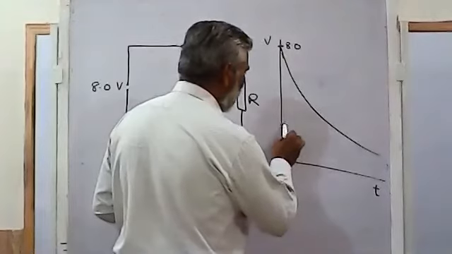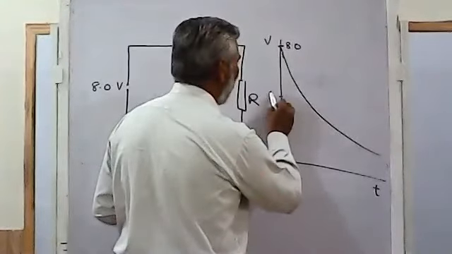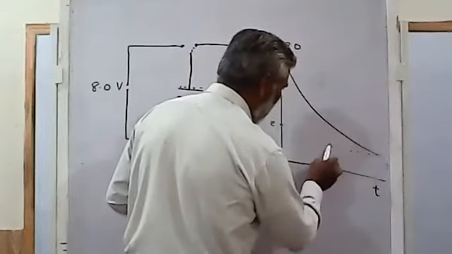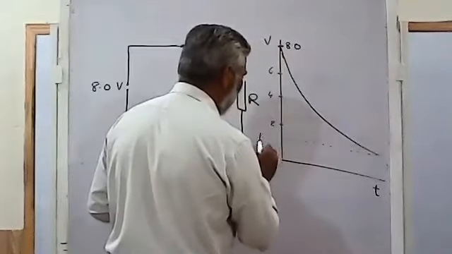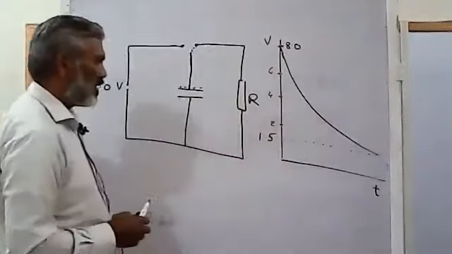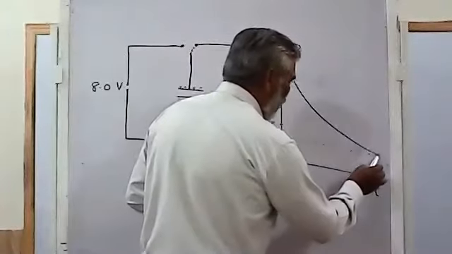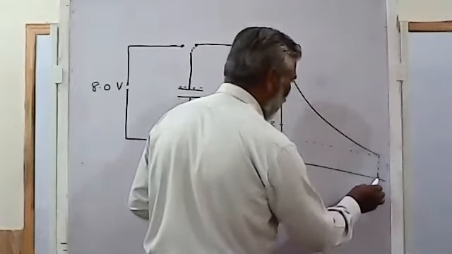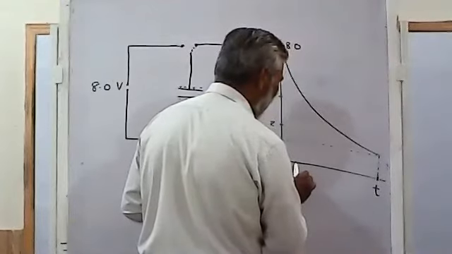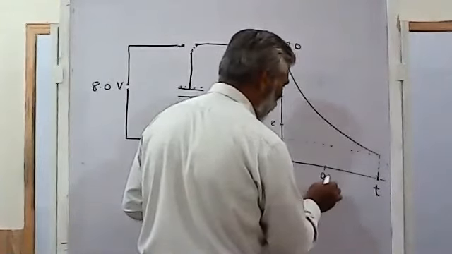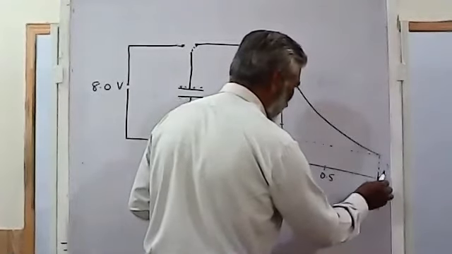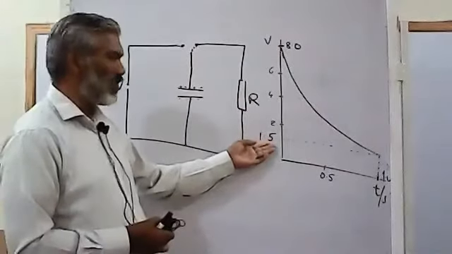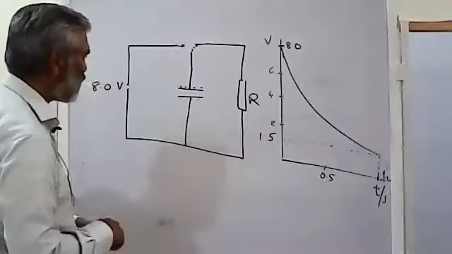This is how you have connected now. Suppose this is 2 here, this is 4 here, this is 6 here, and this is 8. So this is about 1.5 volt after a known interval of time. Suppose this is exactly 1 second. If I divide this into various intervals, this is 0.5 second and this is 1. So exactly 1 second after, you have this voltage left across the capacitor.